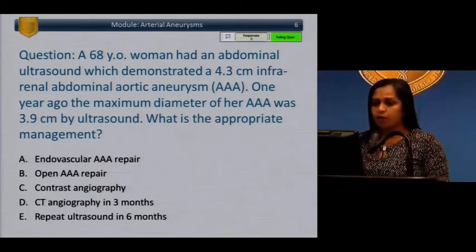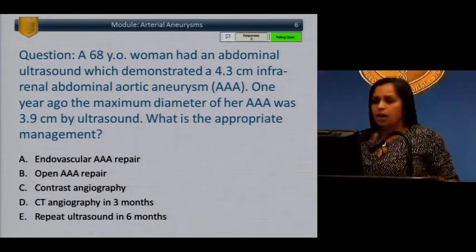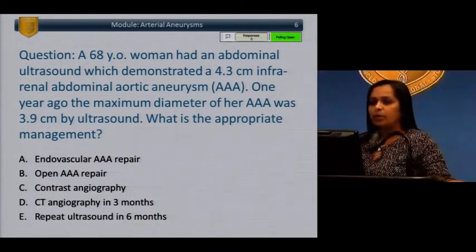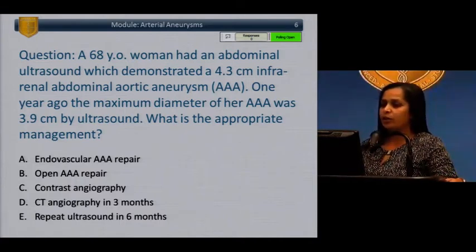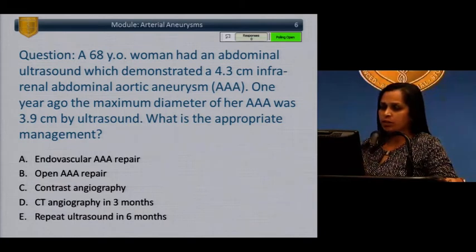So we'll start off with the question. A 68-year-old woman had an abdominal ultrasound, which demonstrated a 4.3 centimeter infrarenal abdominal aortic aneurysm. 1 year ago, the maximum diameter of her aneurysm was 3.9 centimeters by ultrasound. What is the appropriate management?